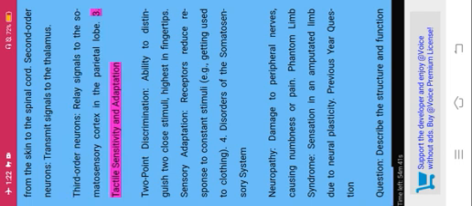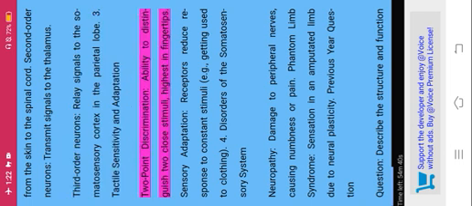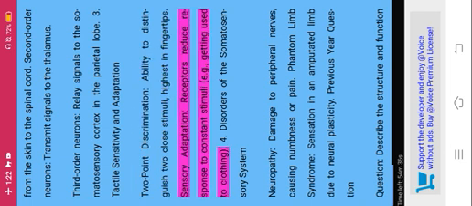3. Tactile sensitivity and adaptation. Two-point discrimination, the ability to distinguish two close stimuli, is highest in the fingertips. Sensory adaptation, receptors reduce response to constant stimuli, e.g., getting used to clothing.